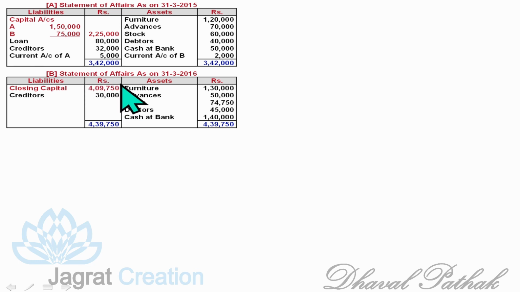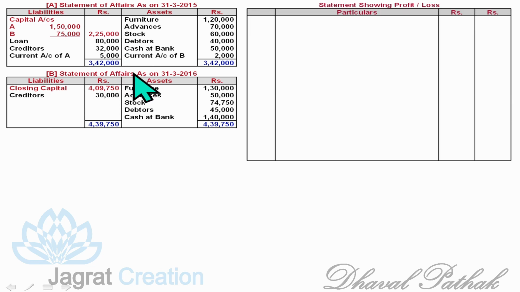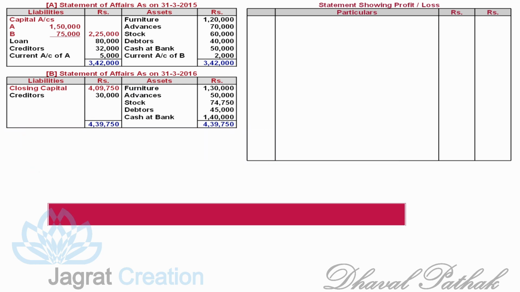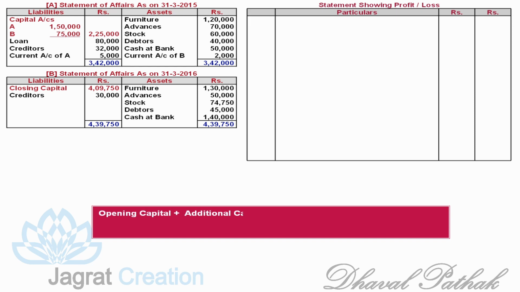Now this 4,09,750 is required to be bifurcated between A, B and C in light of adjustments administered, in light of opening current capital balances, in light of opening fixed capital balances. That we shall do. But this closing capital will be compared with the opening capital and we shall find out the profit. You know that the formula for preparing capital comparison statement. What is the normal formula? Opening capital plus additional capital minus drawings plus profit is equal to closing capital.